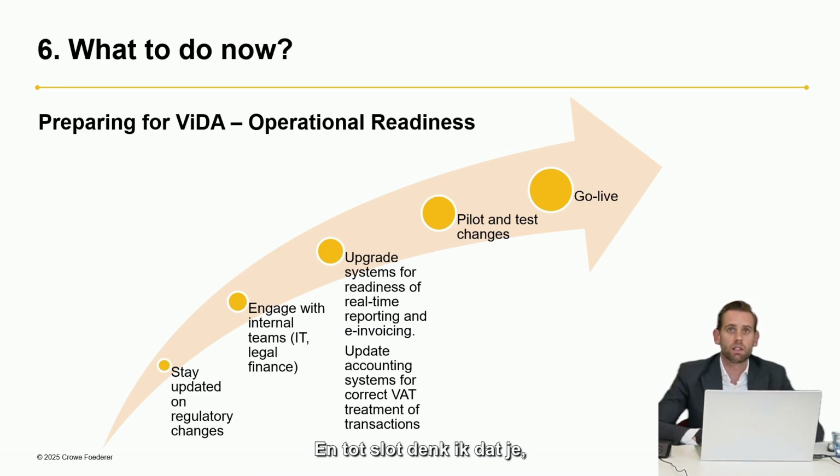And lastly, after all the implementation is done, you need to test everything to make sure that everything is implemented correctly. This testing includes the technical setup, the data flows and the reporting logic. Once the testing is complete and the system is stable, then of course you can go live.